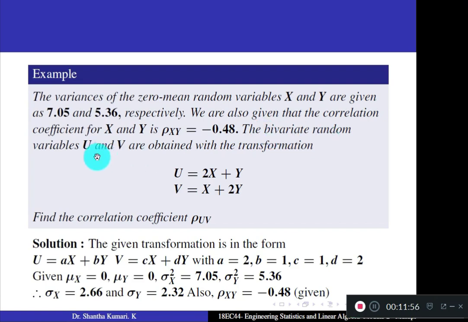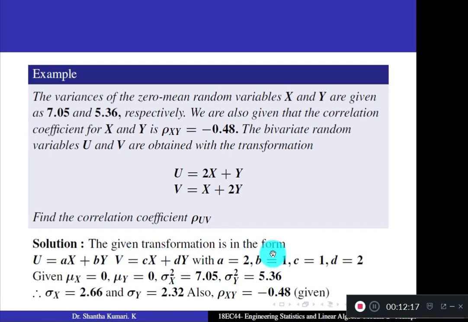The bivariate random variables u and v are obtained with the transformation. So this is a bivariate transformation. Both u and v are given in terms of x and y. So this is in the form u equal to ax plus by, and this is in the form v equal to cx plus dy. Find the correlation coefficient.